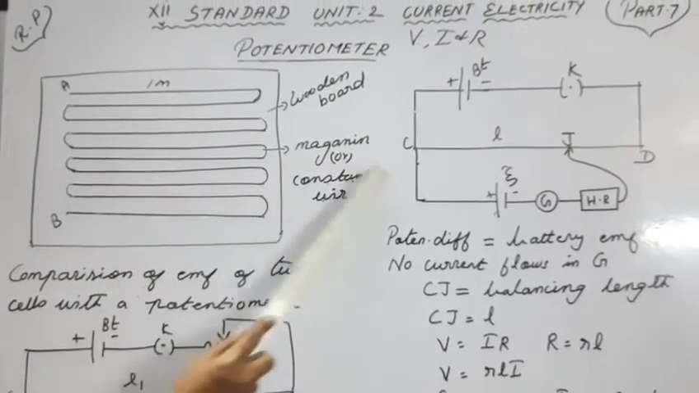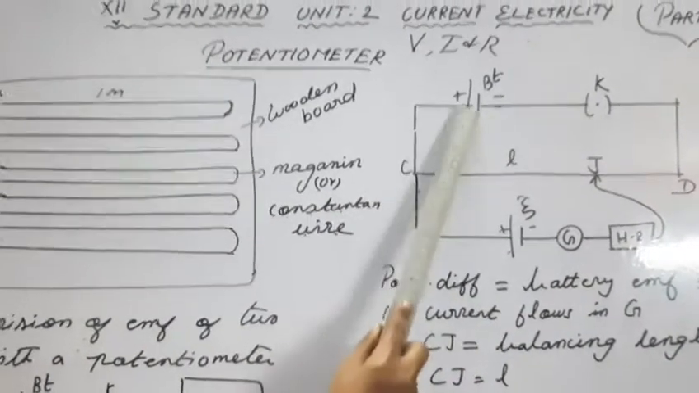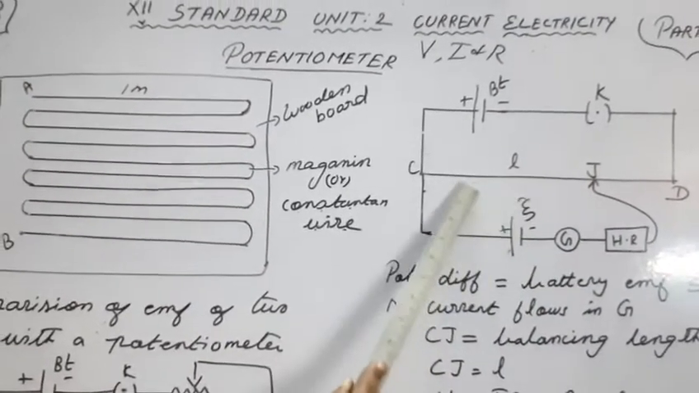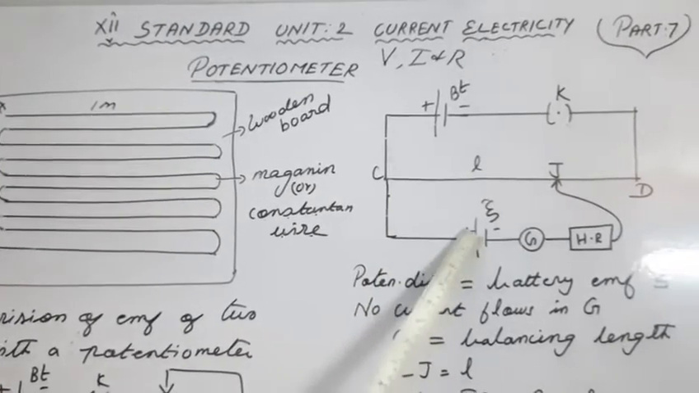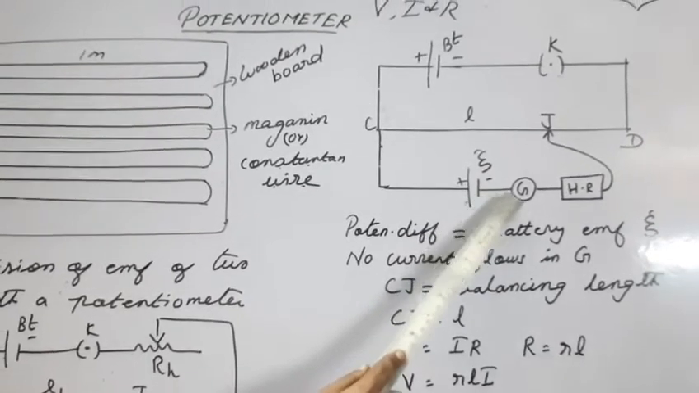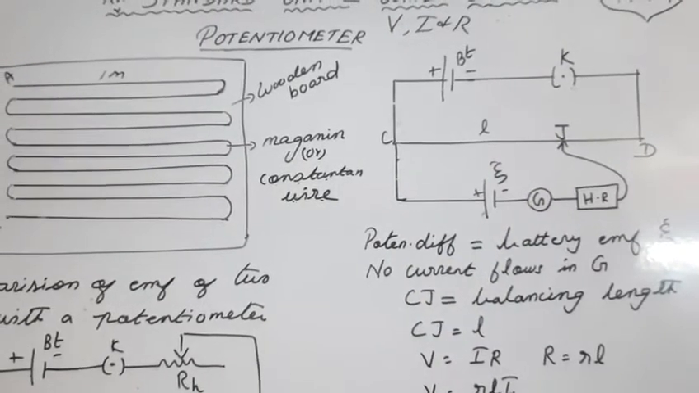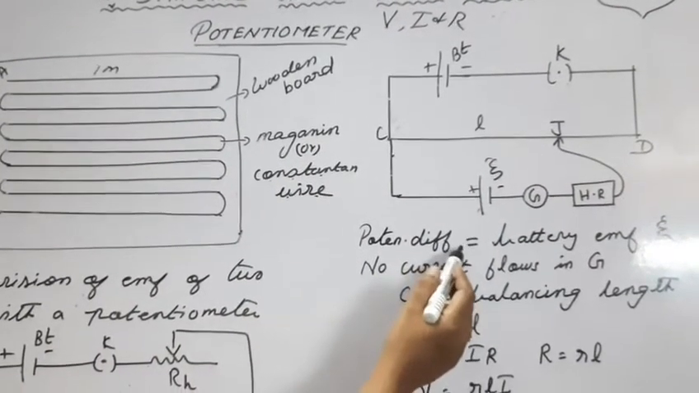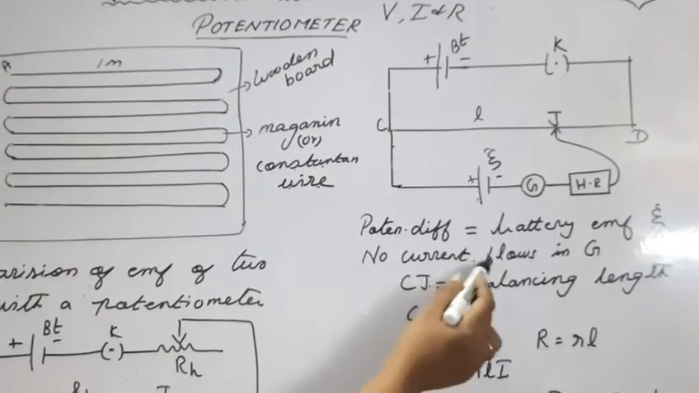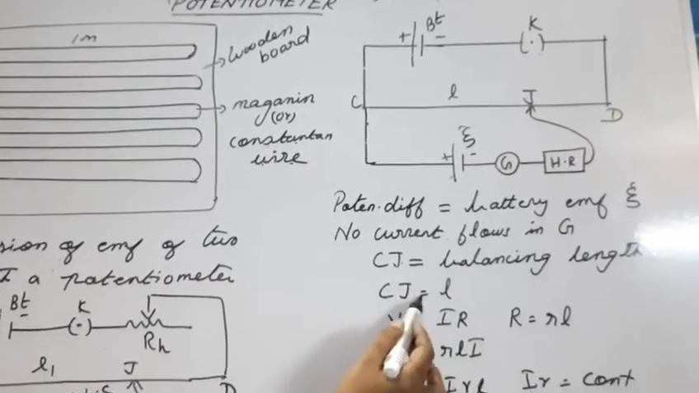Now we represent it by the circuit diagram. CD is the length of the wire, and at the top end one battery key is connected. This representation is known as the primary circuit, and the downside C is connected to one battery. The battery EMF is E, and the negative terminal is connected to a galvanometer with high resistance and jockey. Now the potential difference across CJ is equal to the battery EMF psi. Therefore no current flows through the galvanometer. Therefore CJ is known as the balancing length, CJ equal to L.